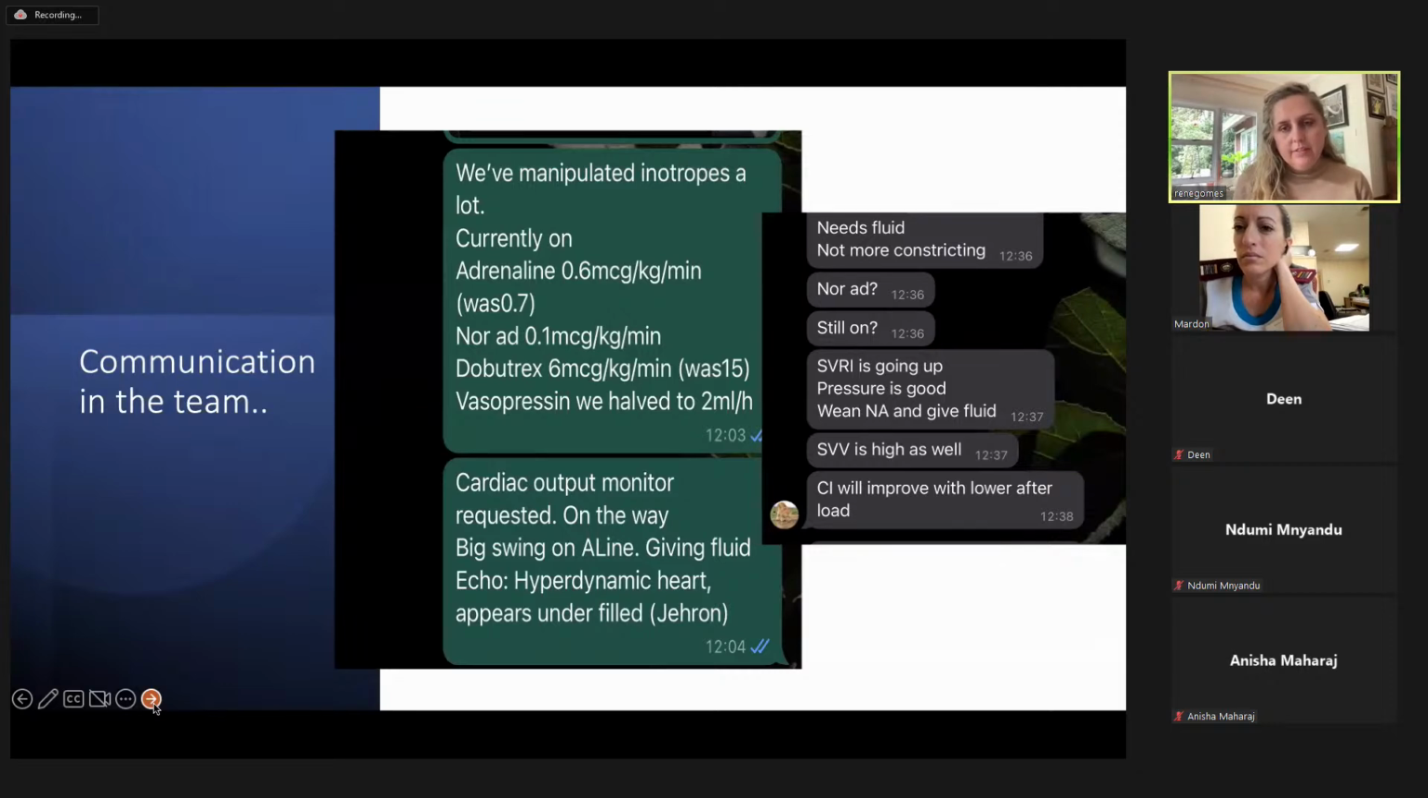Our team, myself, the people from Surgical Innovations that helped us with the cardiac output monitor, the referring physicians, and of course the nurses looking after this patient, so we could quickly communicate all together.